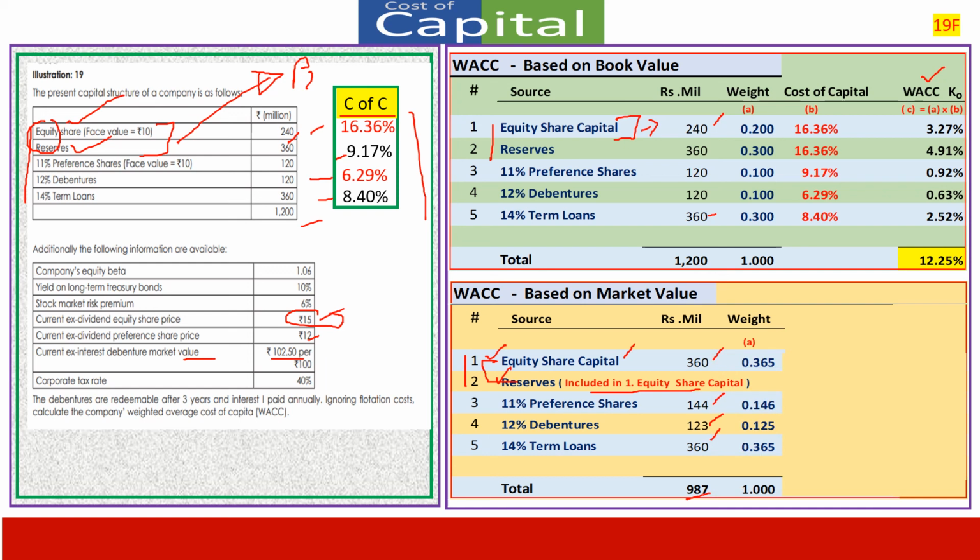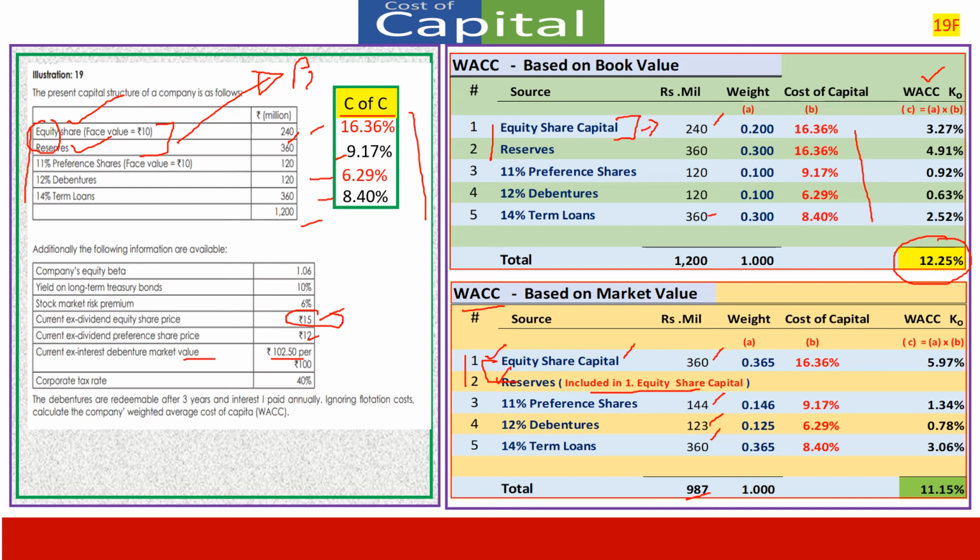We go for the weights. We go for the cost of capital, which is the same as we found on the top. Then we multiply. Then we receive the market value based weighted average cost of capital. You will see here now 12.25 falls to 11.15 mainly because the weight assigned based on book value is 1200 million, whereas the weights assigned based on market value is 987. That is the reason it is coming down.